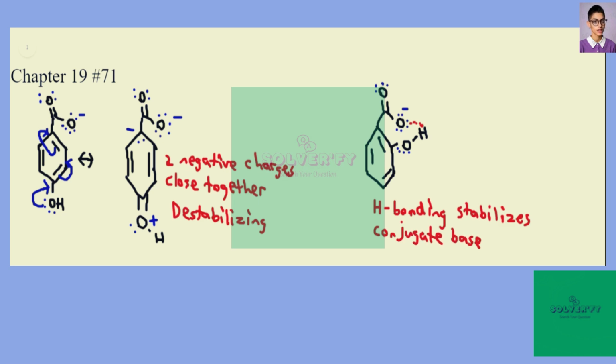And remember, a stable conjugate base equals a stronger acid. So there you go. It's the ability of the ortho-hydroxybenzoic acid's conjugate base to intramolecularly hydrogen bond that stabilizes that conjugate base and therefore makes the acid a stronger acid. And that's the answer to Chapter 19, problem number 71.